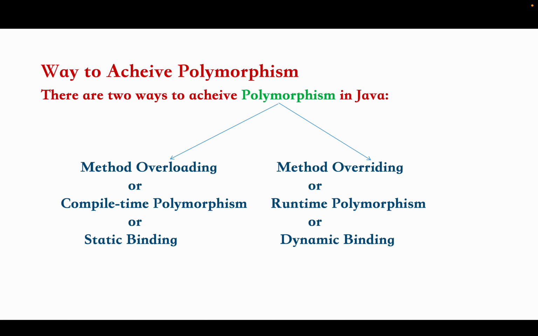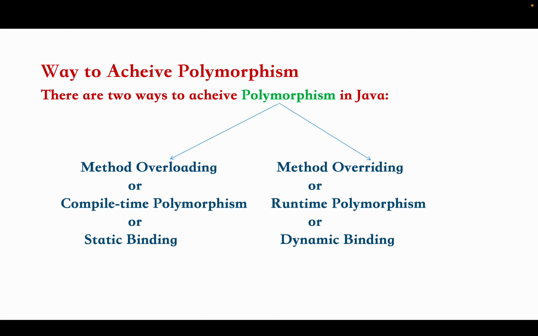Sometimes they will confuse you. They may ask where did you implement compile time polymorphism in your project. So guys, don't hesitate, don't be scared. What is compile time polymorphism? Method overloading itself is called compile time polymorphism. This is also known as static binding.